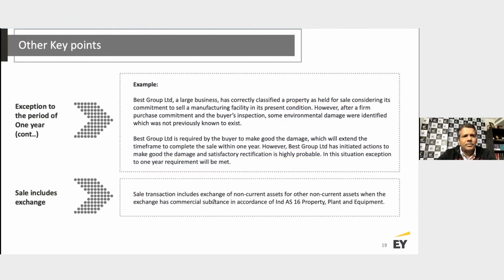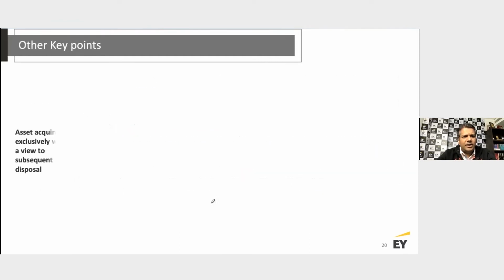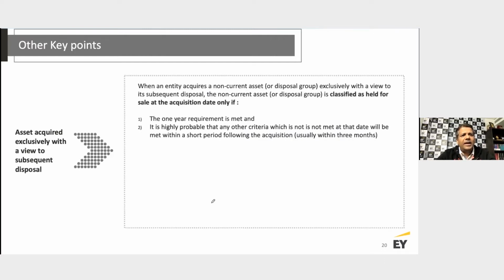Okay, let's talk about some of the other relevant points. What we're looking at here is an asset acquired with a view to a subsequent disposal. We in a way talked about this in the context of a subsidiary. When the asset acquired is a non-current asset exclusively with a view to subsequent disposal, the non-current asset is classified as held for sale at the acquisition date only if, when? Only if you acquired an asset with a view to resell, you will classify it as held for sale at the point of acquisition itself.